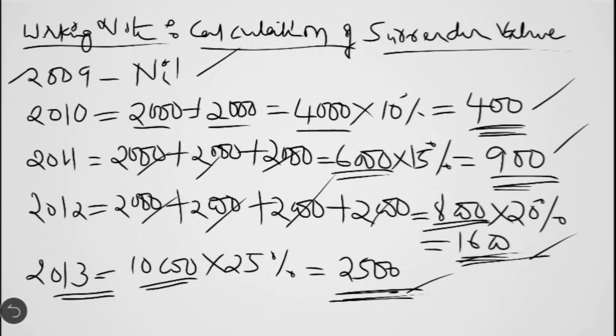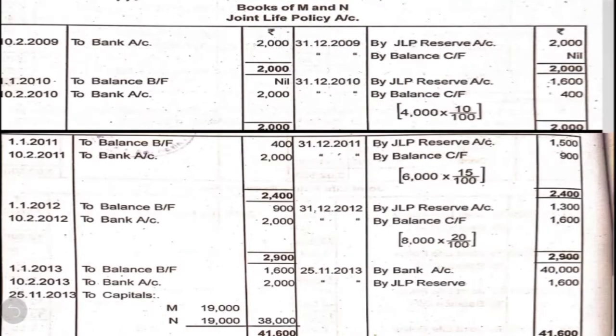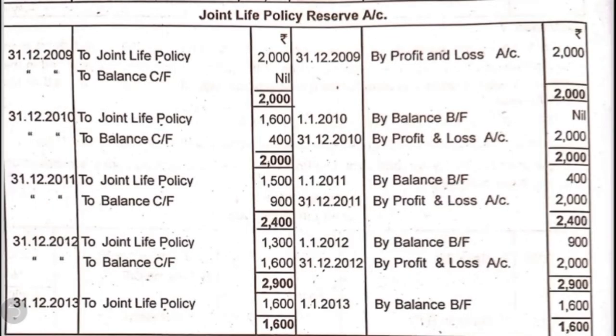Now coming back to the two accounts which we are maintaining simultaneously. The first entry for the year 2009 will be for making the payment of the first annual premium on 10th February 2009. The entry is joint life policy account debit to bank account. The premium amount is 2000. Then two more entries at the end of that year, that is on 31st December 2009. First one for making the appropriation of profit by profit and loss account, 2000.